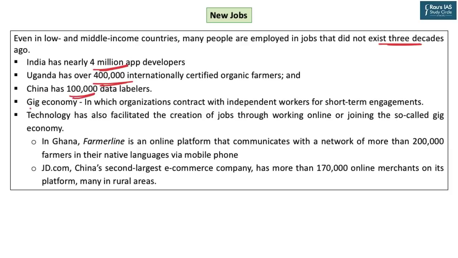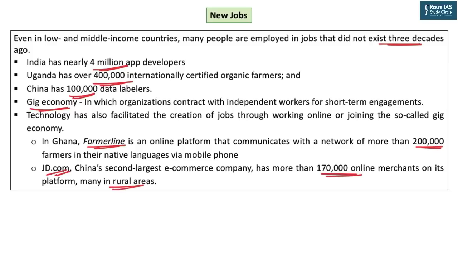The gig economy that no one could have thought of a decade back is a reality in low and middle income countries. Technology has also facilitated the creation of jobs workable online. In Ghana, there's a company called Farmer Line. It's an online platform that communicates with a network of more than 2 lakh farmers in their native languages via mobile phone. You must have heard of JD.com. This is China's second largest e-commerce company after Alibaba, and it has more than 1,70,000 online merchants on its platform, and many of them are in rural areas.